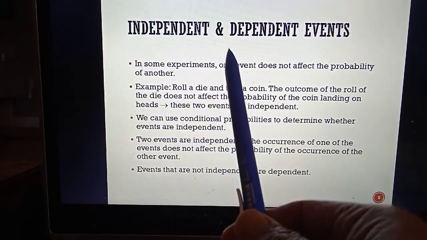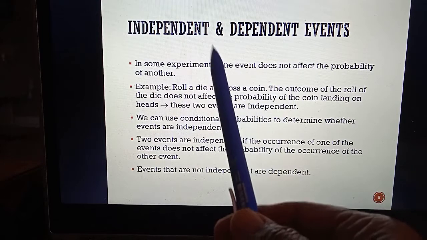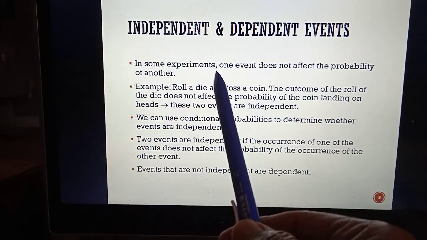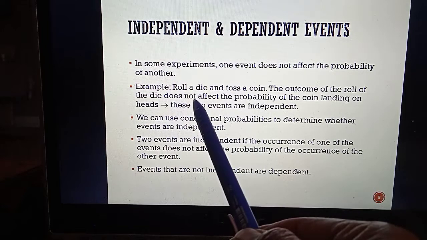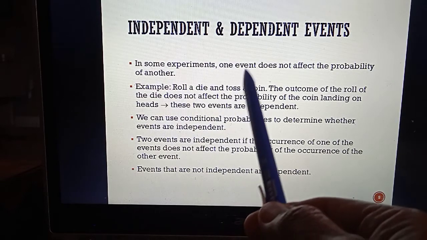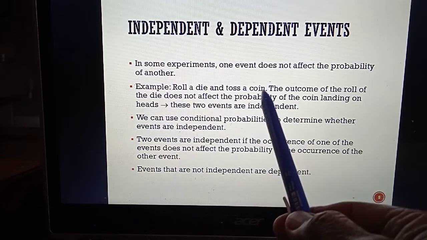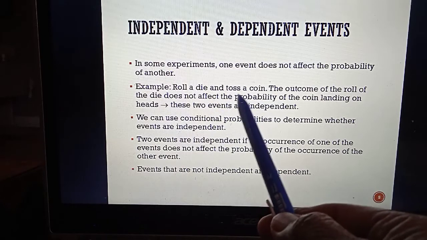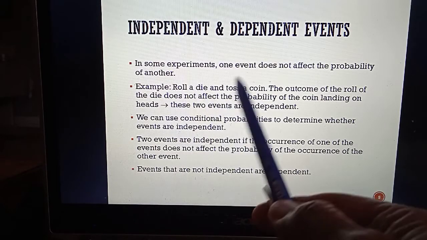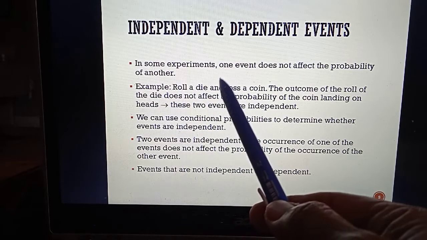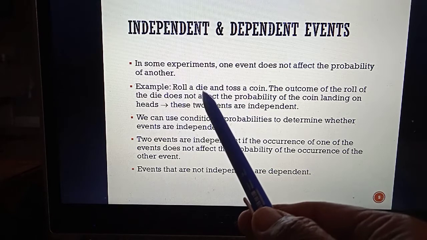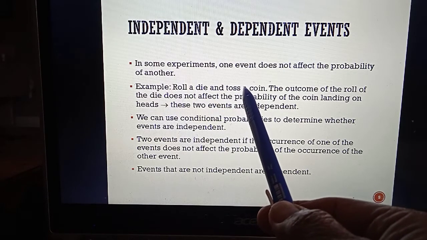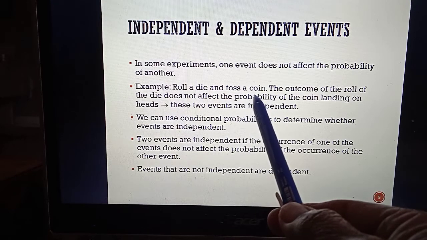Okay, independent and dependent events. In some experiments, one event does not affect the probability of another. Example: roll a die and toss a coin. So these are two experiments that do not affect each other. It does not affect the result. If we get number 6 for the roll of a die, it does not affect getting heads for the toss of a coin. Okay.